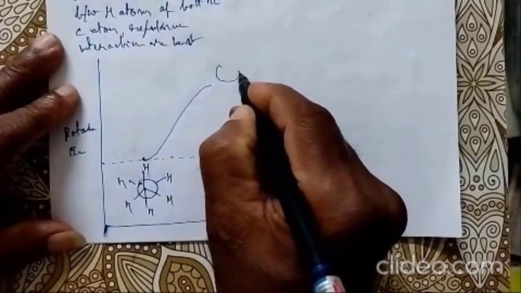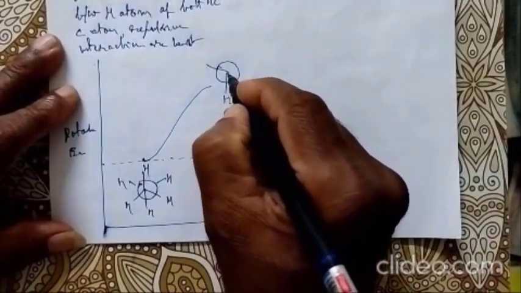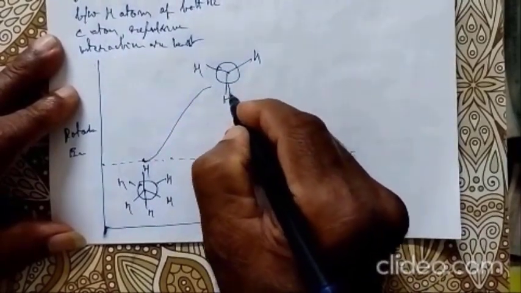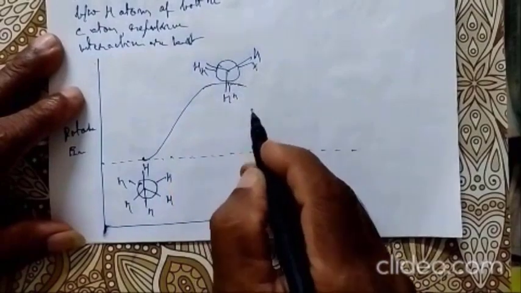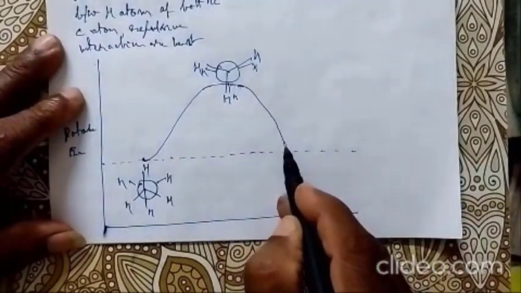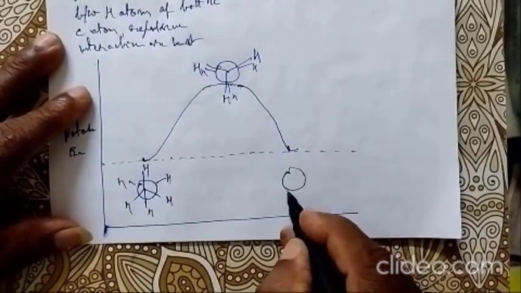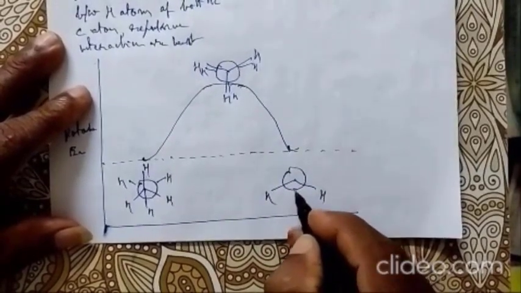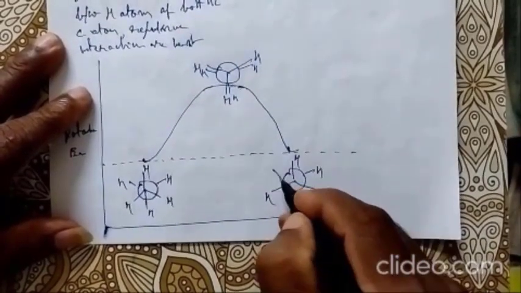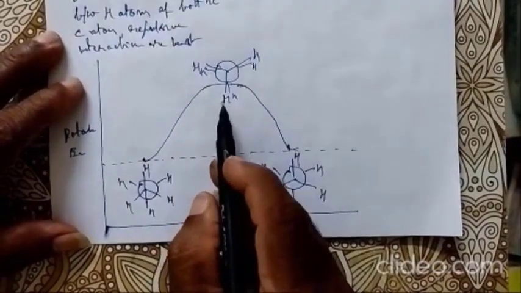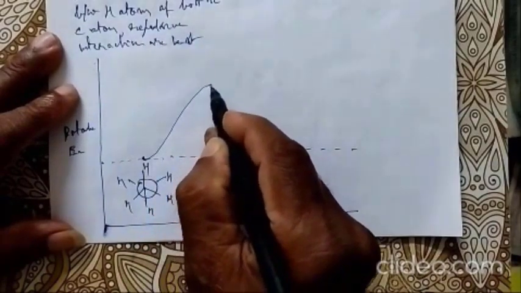Therefore, here the eclipsed conformation, this is hydrogen. So this is eclipsed, and of course the energy rises, and again when it changes to the other staggered form, the energy comes down. So here again staggered form, again staggered form. When staggered changes to eclipsed, the energy increases.